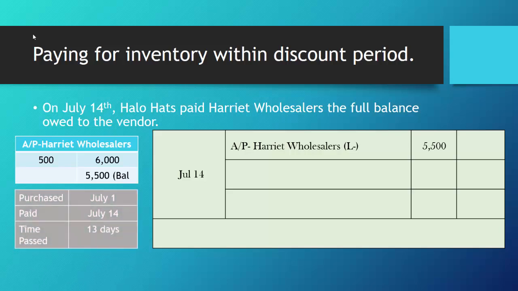We purchased these baseball caps on July 1st. It is now July 14th, which means it is 13 days later. Well, the original terms that we had when we made this transaction was $215 net 30. We would get 2% off if we paid within 15 days. And since 13 days have passed, we are paying within 15 days, which means we get that 2% discount. The discount goes into merchandise inventory.